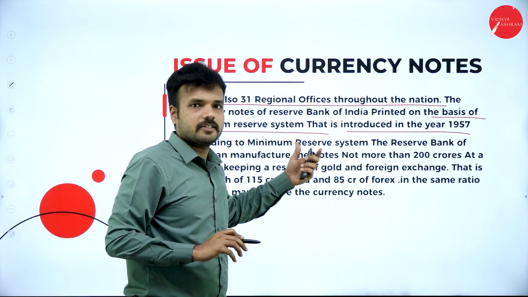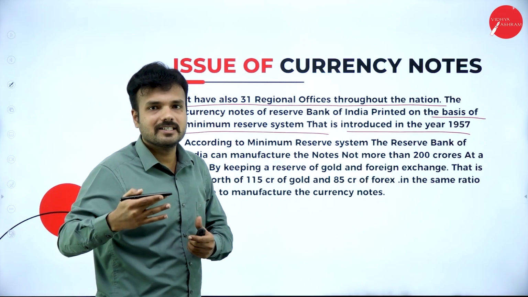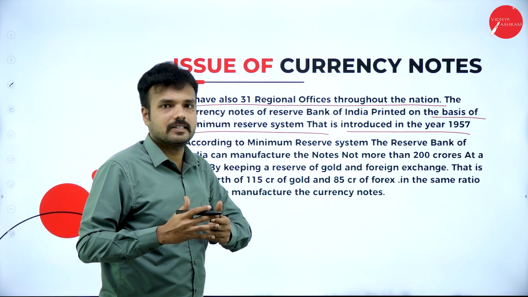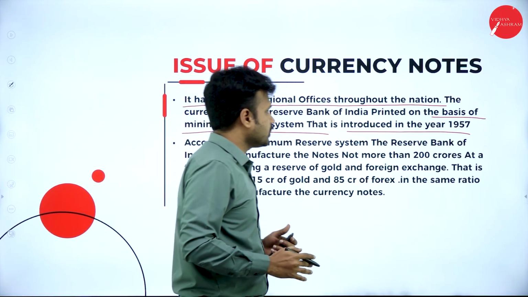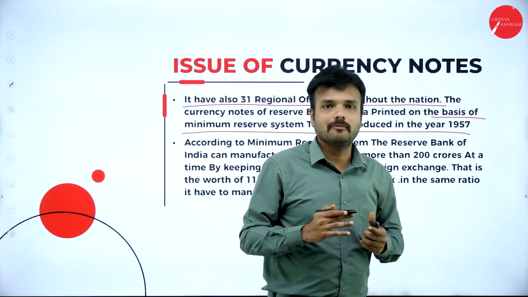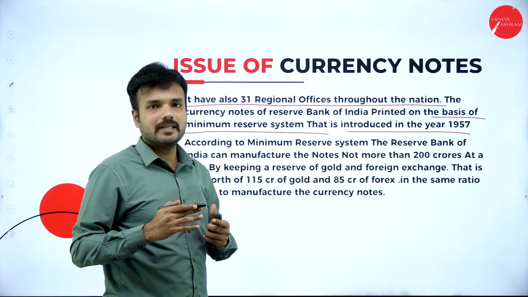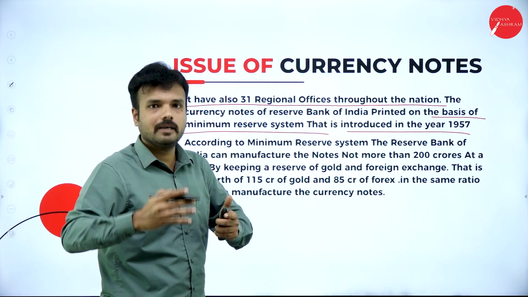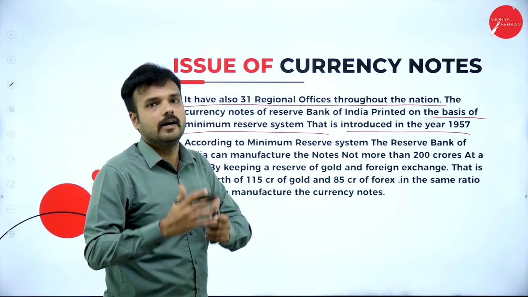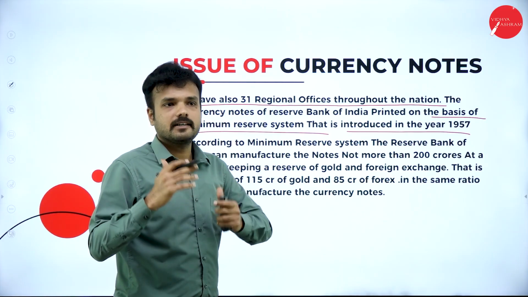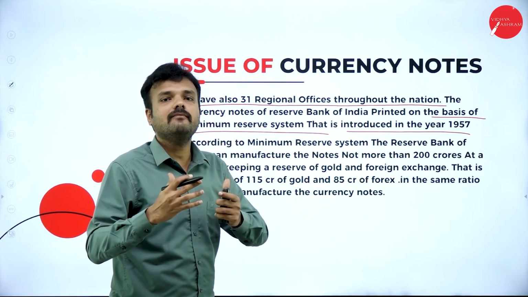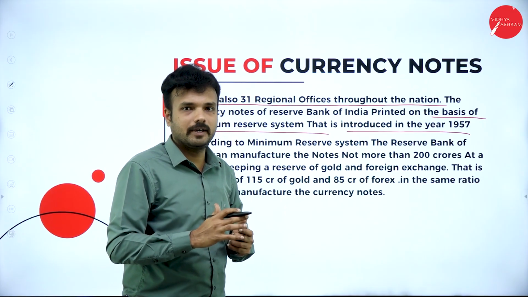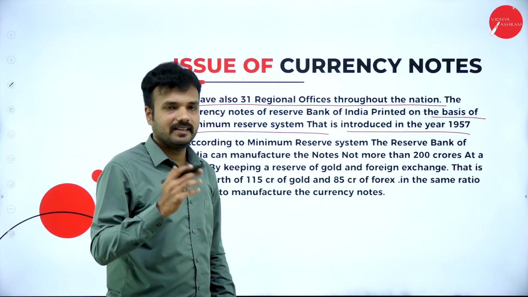This minimum reserve system says that before manufacturing any denomination of note, it must keep the same worth of the note that is going to be manufactured. Say, for example, it is going to manufacture 100 crore rupees at a time. Before printing 100 crore rupees worth of currency, it must keep the same worth of wealth in the form of forex or gold. So the Reserve Bank of India is supposed to keep the same worth of foreign exchange or gold as a reserve, to maintain the stability of the rupee in the economy.